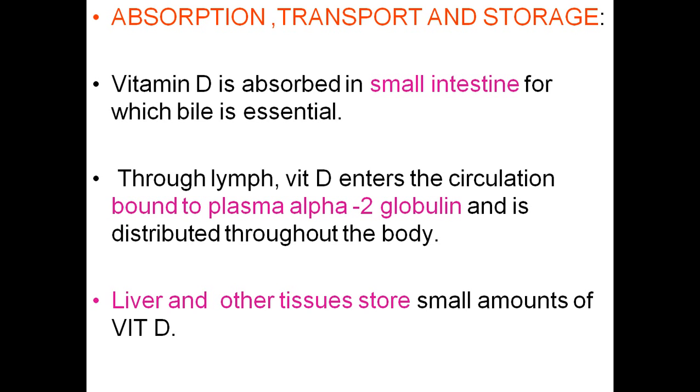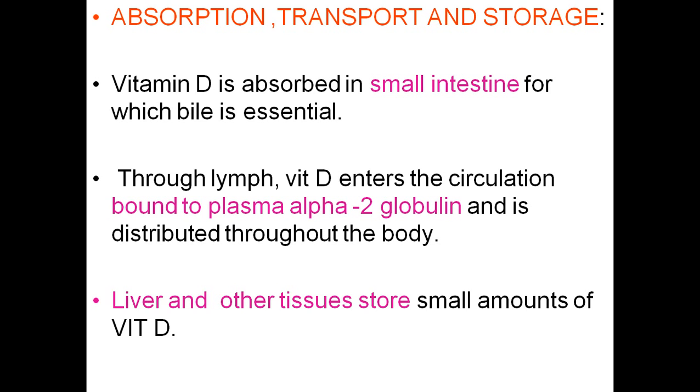So they are absorbed along with other fatty substances. This absorption of vitamin D takes place in the small intestine, and bile is essential for it because absorption takes place through micelle formation. Micelle formation is possible because of the availability of bile salts in the intestine. Lipids and other lipid soluble substances get absorbed through micelle formation. So vitamin D is absorbed in the small intestine, for which bile is essential.